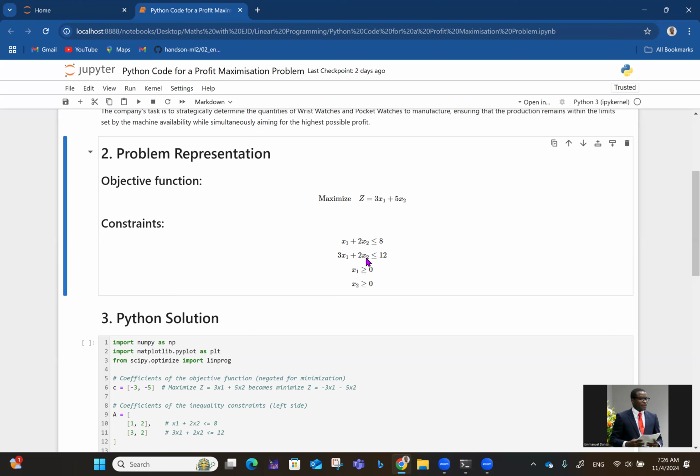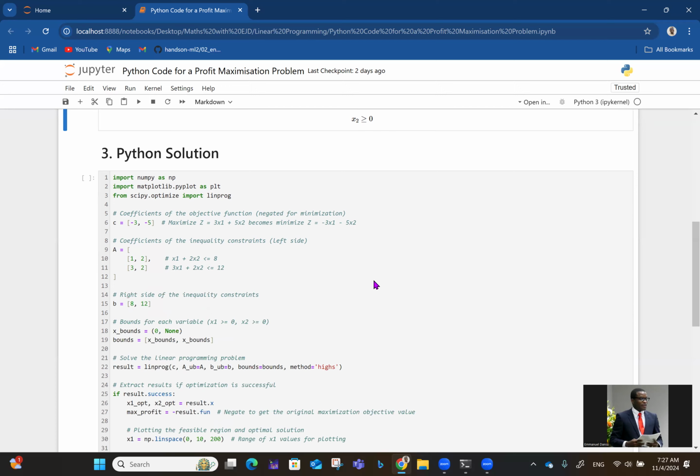And then you have the non-negativity constraint. If x1 is the number of wristwatches produced and x2 is the number of pocket watches produced, you cannot have negative production. The worst you can have is zero production, not producing at all. So that's why you have the non-negativity constraints.